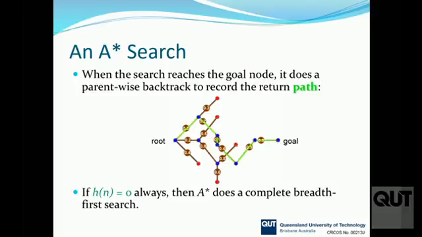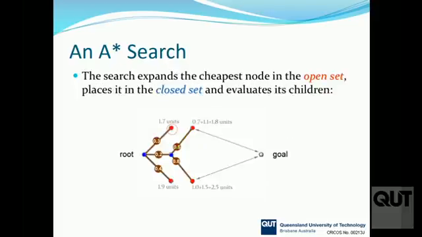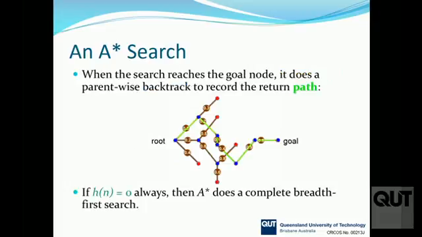Right, so it continues in that pattern. It continues to expand children, evaluating them, and selecting the optimal one until eventually it arrives at a pathway. And then it does a parent-wise backtrack to record the path. That is, once it gets to the goal, it asks what was the optimal parent from that goal, and just steps back and then returns the pathway. Now, as stated before, if HN is 0 always, then A star does a complete breadth first.